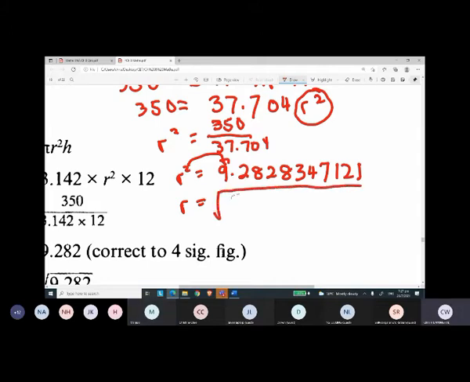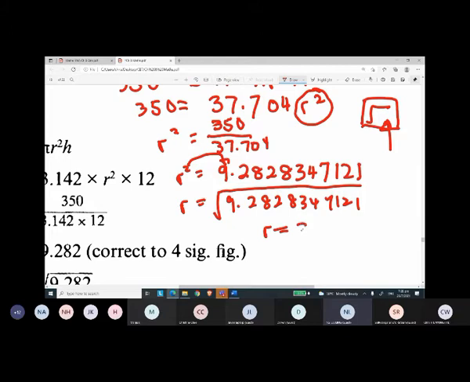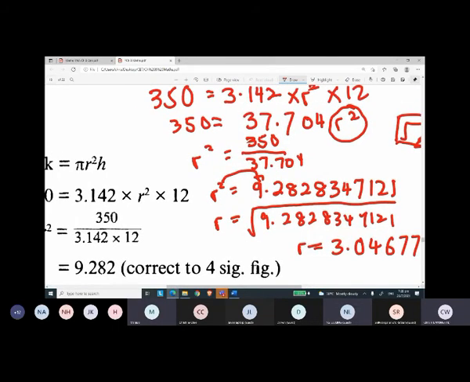So what do you have? You have 9.2828347121. Now how do you get square root? You cannot use manual and try to get the answer. Right now you're going to look for your calculator. In the calculator, there's one button that looks like that. You have or not? So all you need to do is just type 9.28283472, and then you press this button. You will have the answer. What is the answer? 3.4677447.